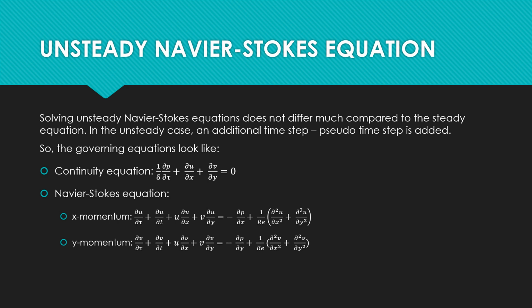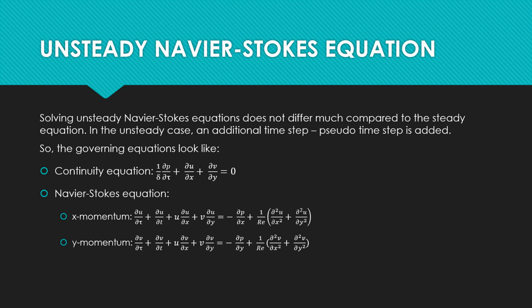We need to take into consideration a second time step, pseudo time step, in the governing equations. The reason for this is that there are several pseudo time steps between two physical time steps. So instead of jumping from one physical time step to another, we advance over multiple pseudo time steps. This ensures that local convergence is achieved before advancing to the next physical time step.